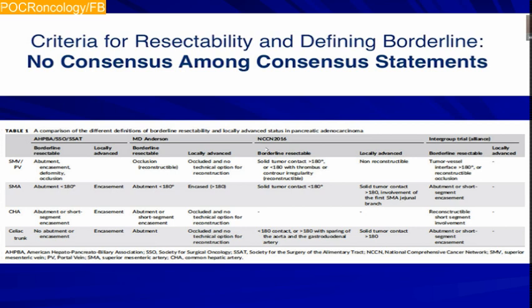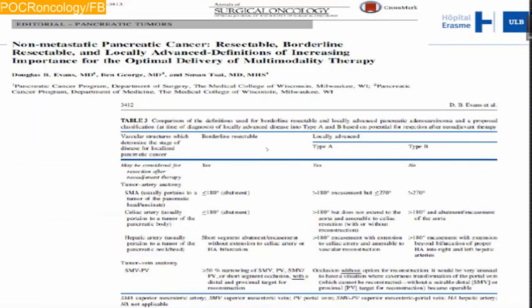What is borderline resectable? What's locally advanced? And what is an R0 resection? Is it a 1 millimeter negative margin? Is it the presence of tumor cells? And I think the Alliance for the Research Protocol, they had reached an agreement about the definitions.